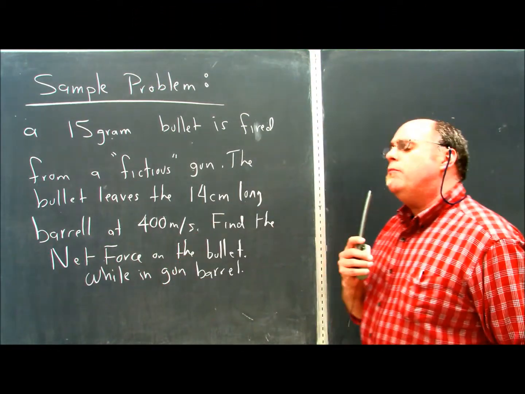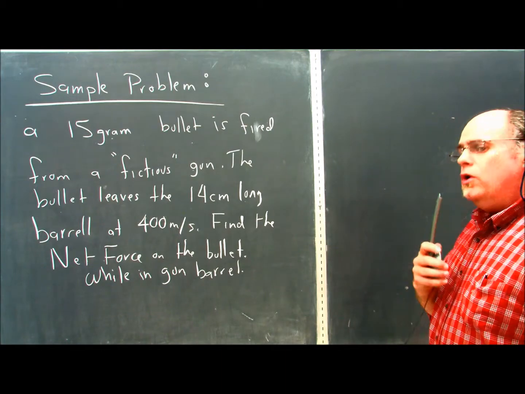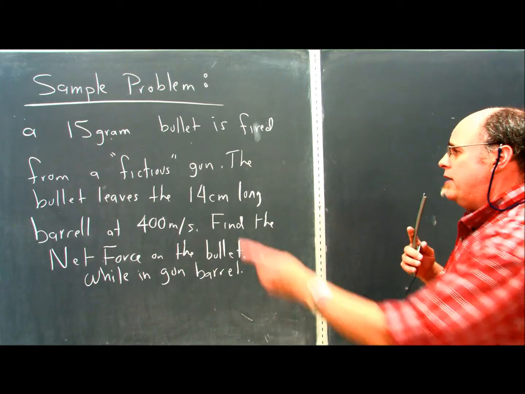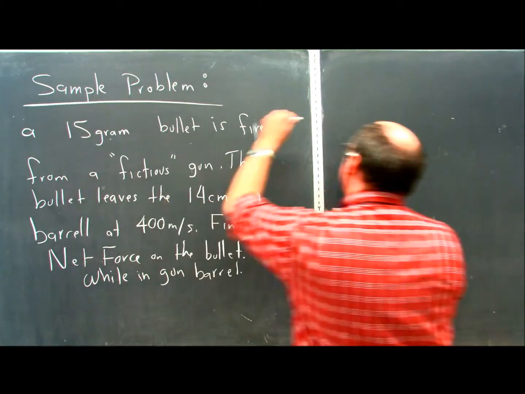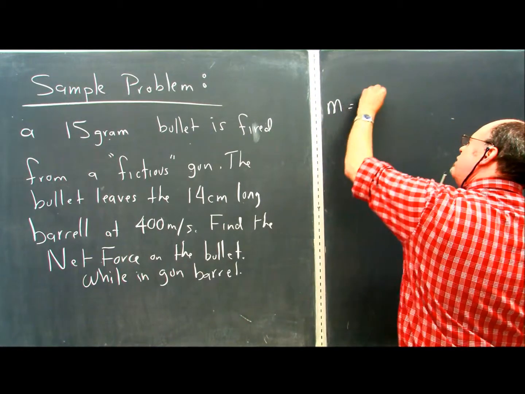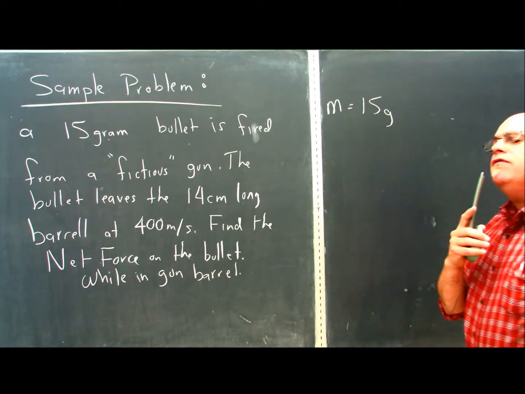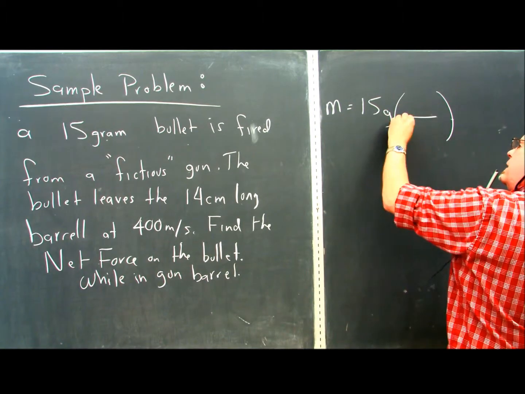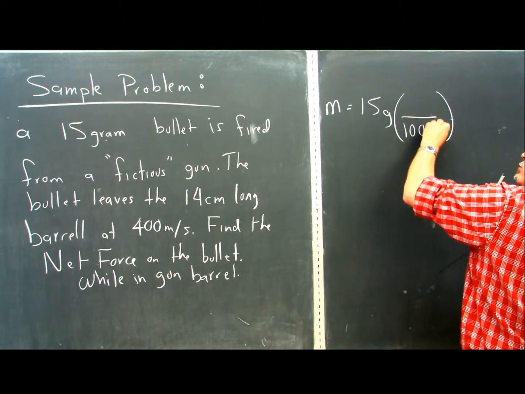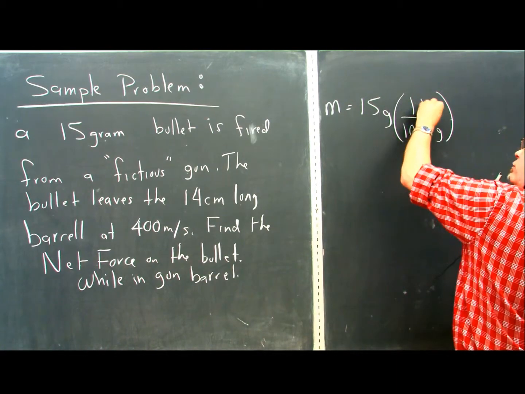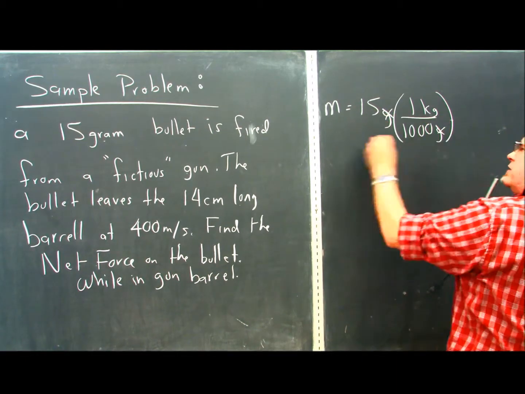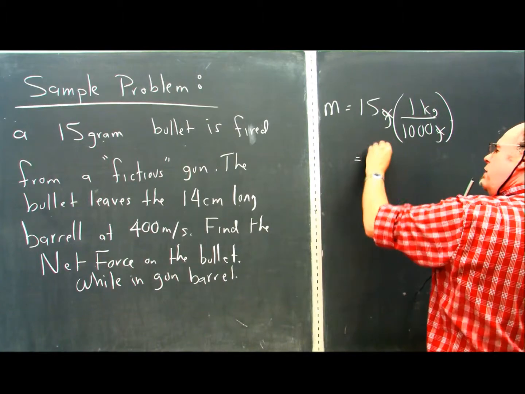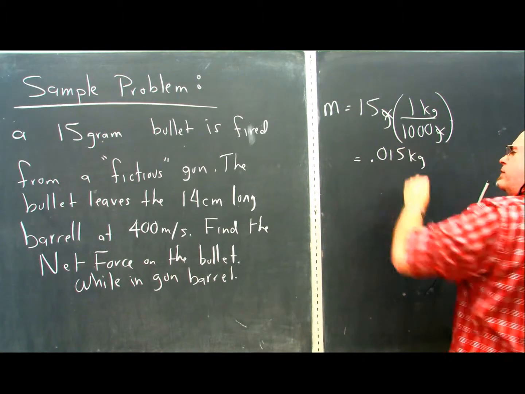So if we write the things down like we did in Chapter 2, I see the mass right here. It's in the wrong units, but we do have mass. Mass is 15 grams, and we would have to convert that into standard units. In 1,000 small grams, we have 1 kilogram. If I multiply that across, the mass comes out to be 0.015 kilograms. So that's our mass.